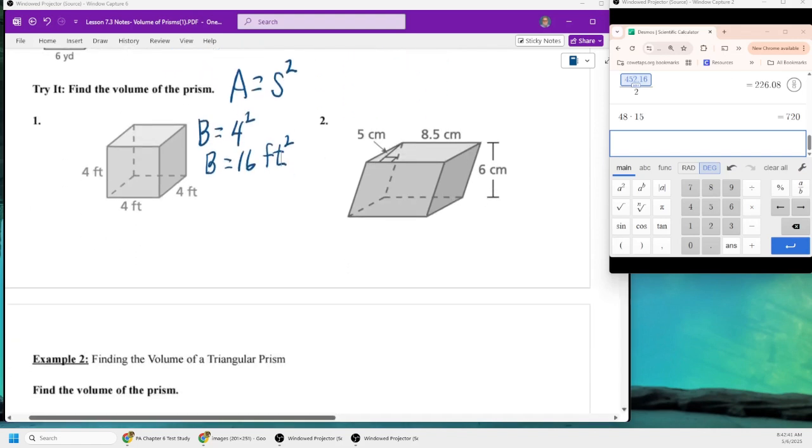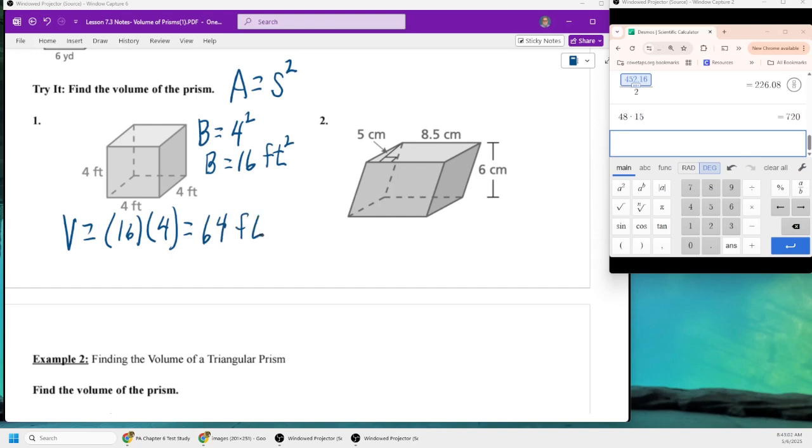16 square feet. So then the volume of this is the area of the base times the height of this prism, which is also 4. So that's going to be 64 feet cubed.